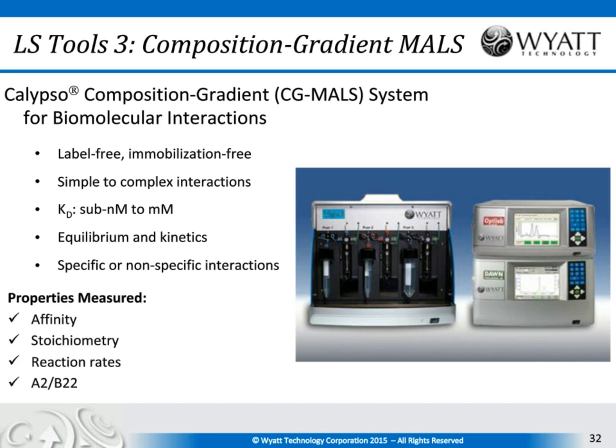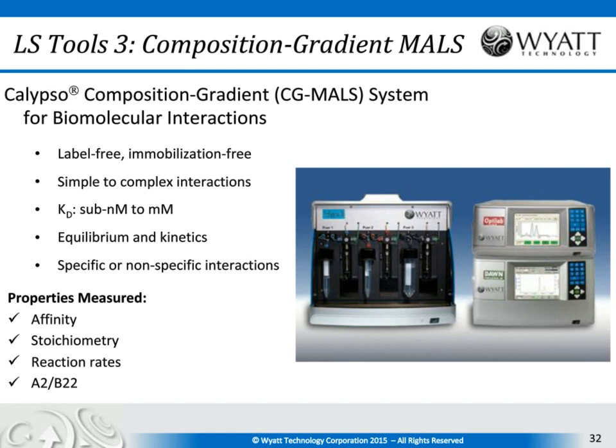The properties that are measured in CG-MALS include affinity, stoichiometry, and by stoichiometry, I don't mean just the stoichiometric ratio, which is how many moles of one molecule bind with how many moles of the other, but the absolute molecular stoichiometry, how many molecules of one protein bind with how many molecules of the other protein, how many are included in the oligomer, and so forth. So CG-MALS gives you the absolute stoichiometry of your complexes and reaction rates, as well as second virial coefficients.